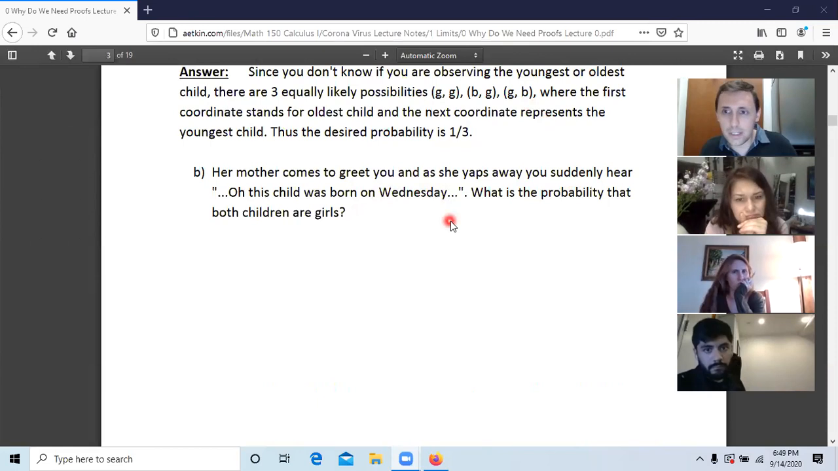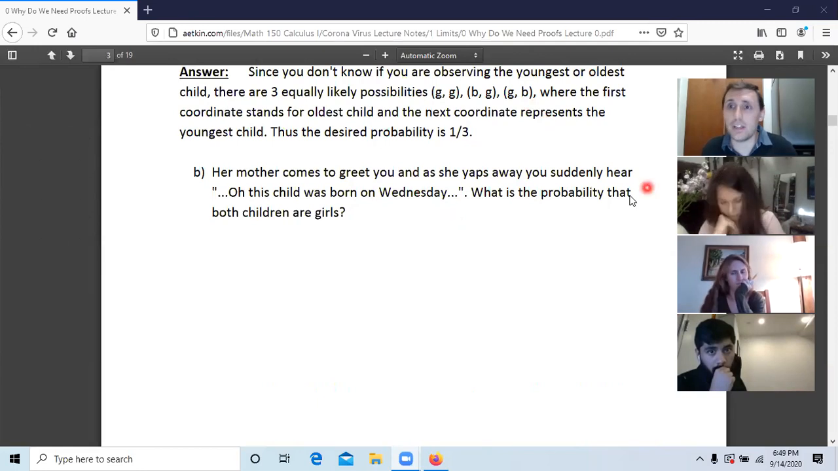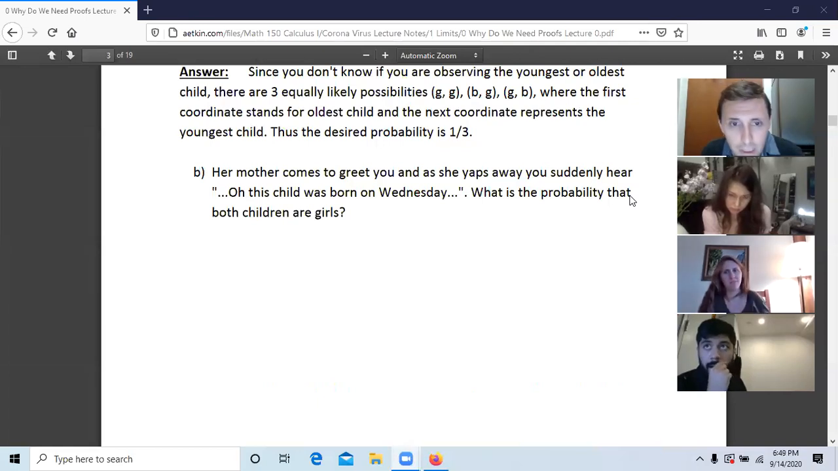So what about this thing? You see, so the mother says the girl you're looking at was born on Wednesday. You don't have to worry. If you believe it doesn't affect probability, you can tell me, right? I just want to see what you see. So Shotaro, you say 1/3, okay. What about the rest of you guys?